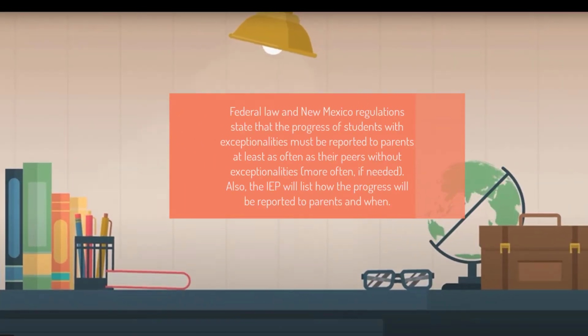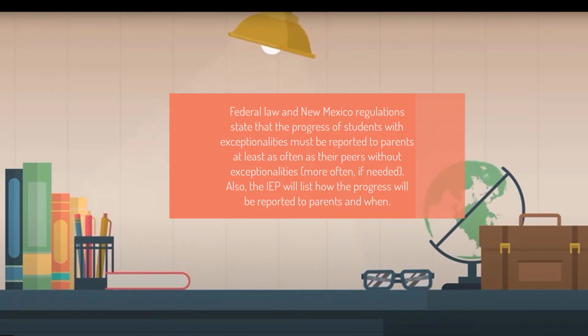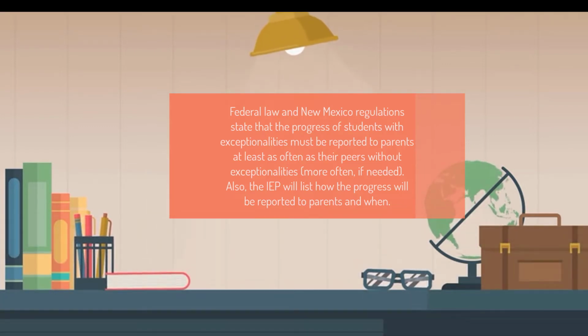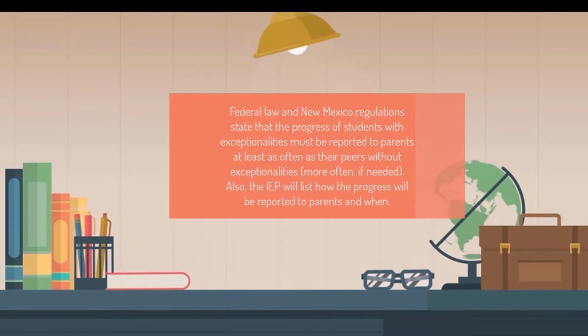So federal law and New Mexico regulations state that the progress of students with exceptionalities must be reported to parents at least as often as their peers without exceptionalities, and more often if needed. And that's determined by the IEP team. And also, the IEP will list how that progress will be reported to the parents and when.